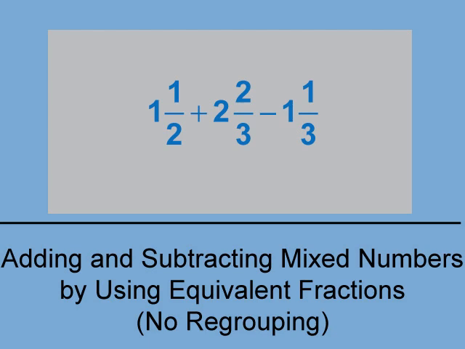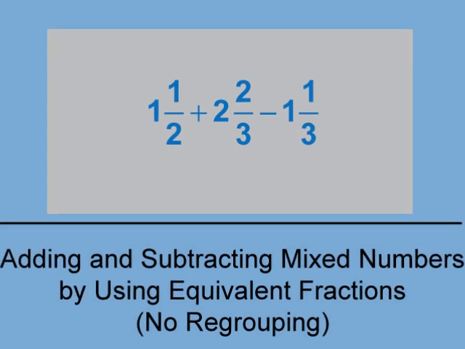An effective technique for adding and subtracting mixed numbers with unlike denominators is to use equivalent fractions to find a common denominator. In this video, we'll use this technique to simplify mixed number expressions that involve addition and subtraction. Let's start with an example.